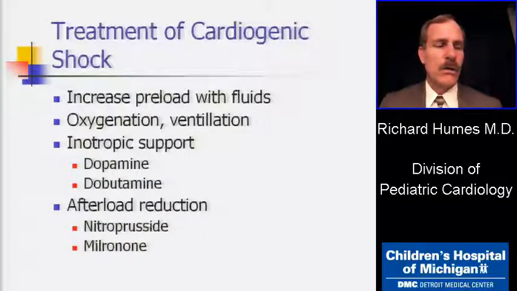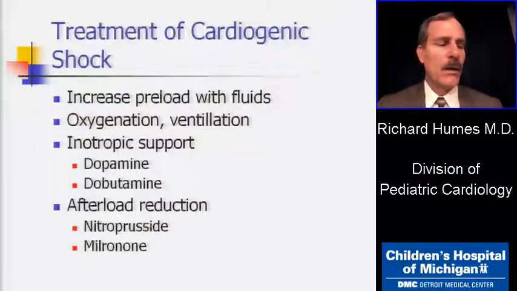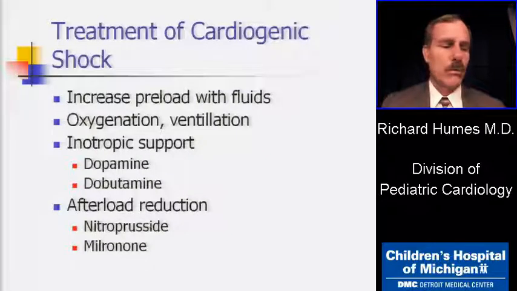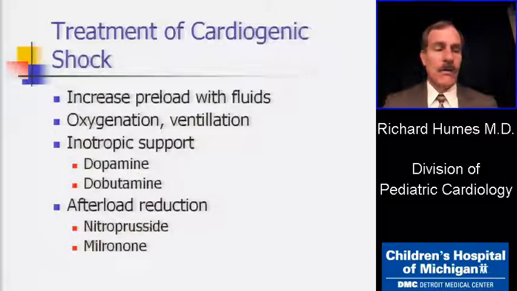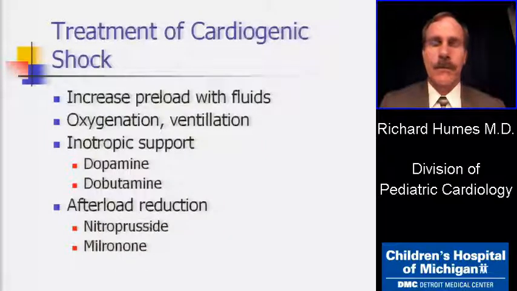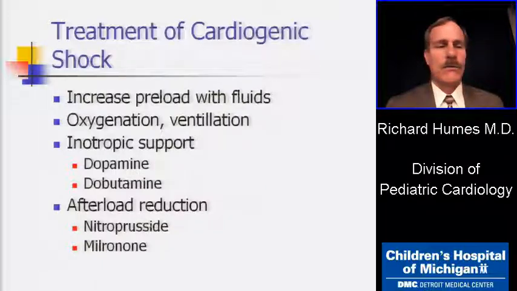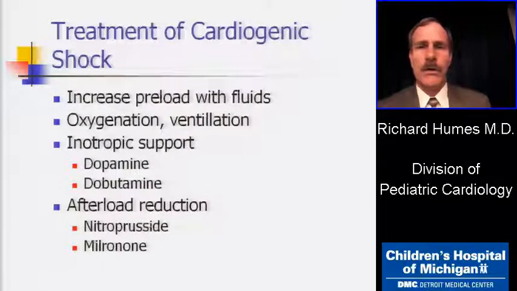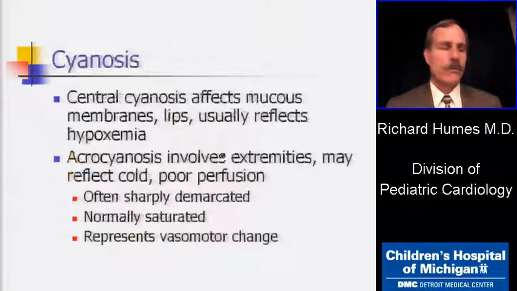Following that, you need inotropic support with dopamine and or dobutamine, and possibly some afterload reduction with nitroprusside and or milrinone. Additionally, at some point in time, if one suspects congenital heart disease, then prostaglandin E1 should also be considered somewhere in this mix to get that started. There isn't any real problem with giving prostaglandin in most patients if you suspect congenital heart disease.